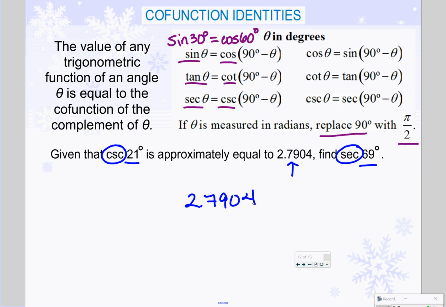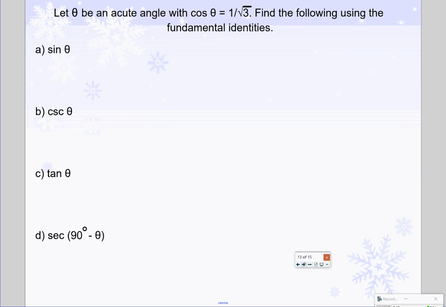Okay. And you can see it's kind of repetitive. The three on the left column there are pretty much the same three on the right column. They just put the 90 minus on the other side. All right, good? Okay, so now I want you to write down this problem.